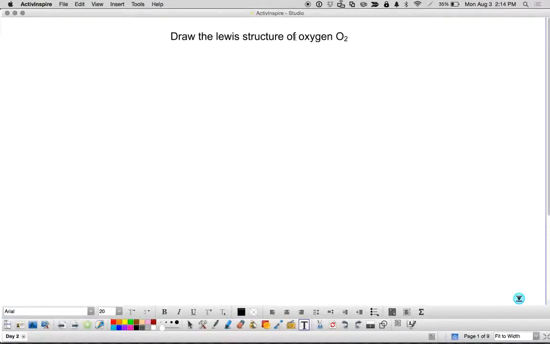I'm going to start this by asking you to draw the Lewis structure of oxygen. So pause, go ahead. Anytime that I give you a structure to draw, pause it, see if you can get it, and then compare it to mine.